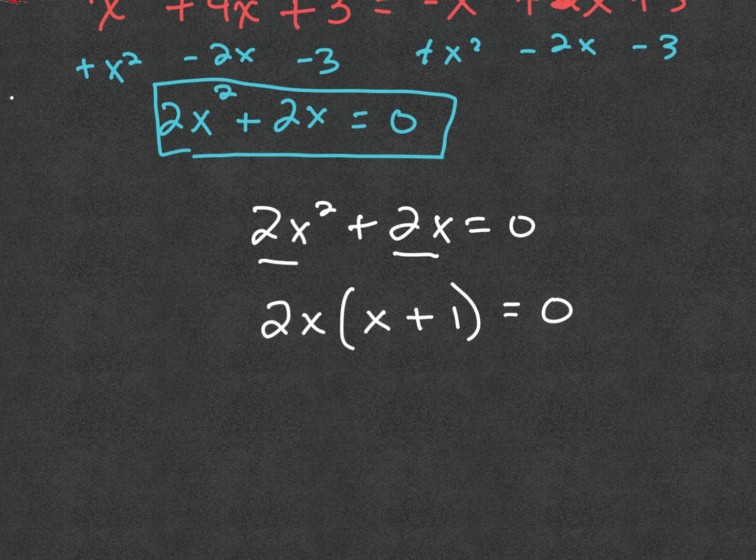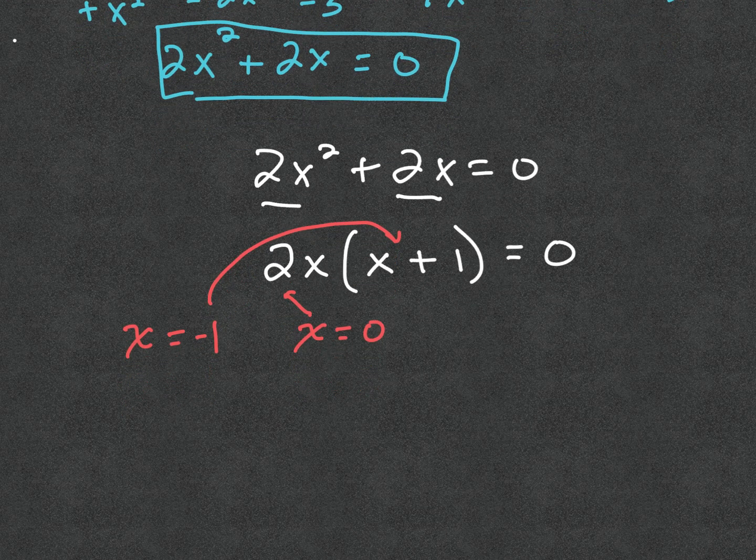What are my two solutions? One is x equal to 0, and one is x equal to negative 1. Right there and right there. If x is equal to 0, it's 0. If x is equal to negative 1, it's 0. So I have these two solutions.